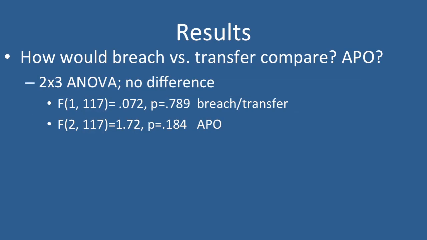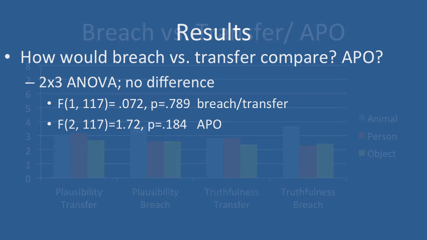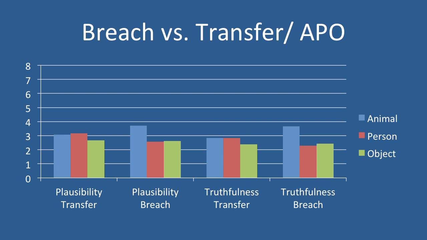Okay, how would breach versus transfer compare? And how would animals versus people versus objects compare? Analyzing these, I basically found nothing. There's no difference on animal, person, or object, or transfers or breaches, which I thought was actually odd because I still think breaches seem more weird to me. But it didn't seem that they were making any distinction between even 1, 2, or 3. So I guess a transfer and a breach really isn't that different compared to a 1 versus 2.